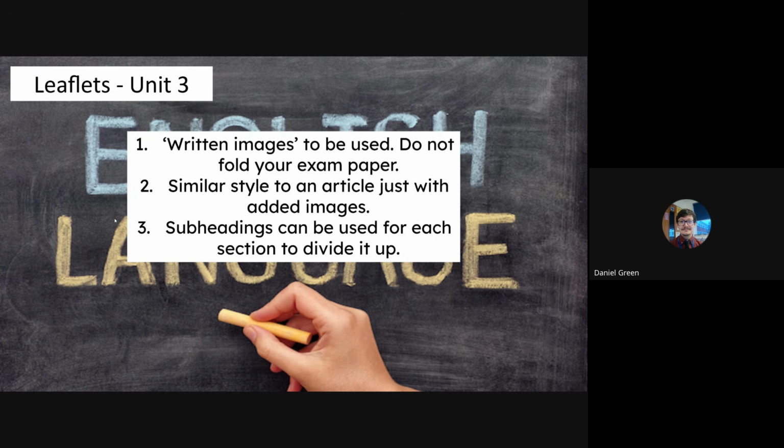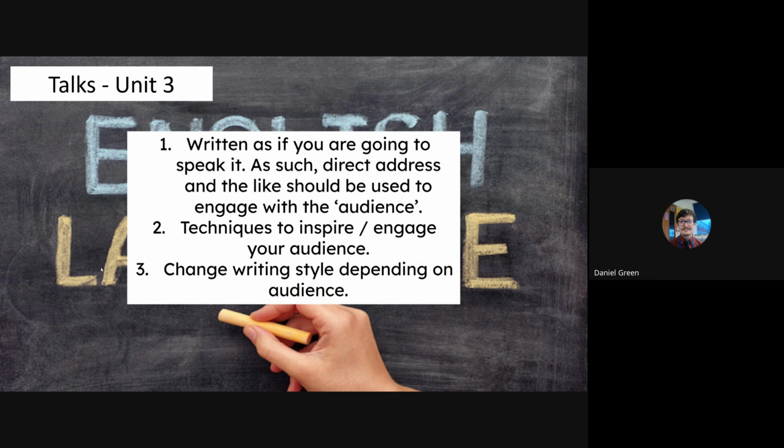Yeah. It's a similar style to an article. It just has added images, and I would recommend using subheadings to divide each section to make sure it looks good. Okay. For talks, written as if you're going to speak it.